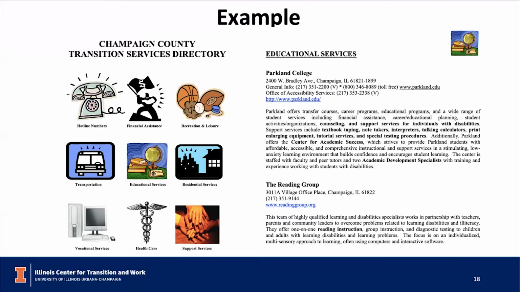And if you look on the left side, you'll see the picture of the educational service up in the right-hand corner. And this is where they have each one of the educational services that are in Champaign County. And you'll notice that they have the address, the contact information, and then a short description of the service. And so this is a resource that Champaign County hands out to families. They receive these at the IEP meetings. And it's a resource that families can take with them when the student does transition. So here is just one example of how a resource map has been organized and put together.